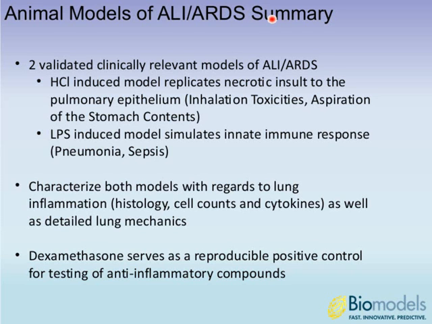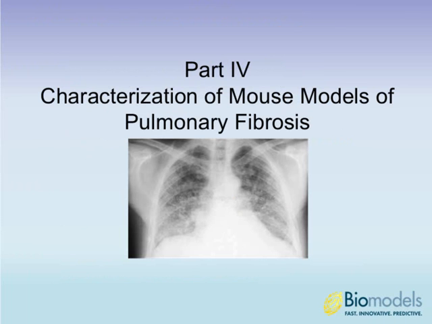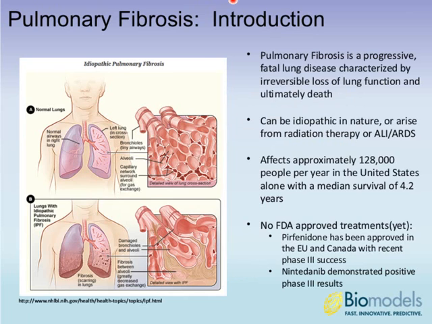And in these models, dexamethasone serves as a reproducible positive control for the testing of anti-inflammatory compounds. So this brings us to the final section, fourth part, where we're going to characterize some of our mouse models of pulmonary fibrosis. So first, a little bit about pulmonary fibrosis.